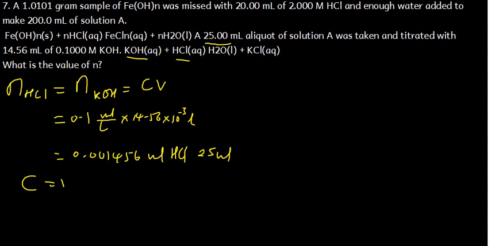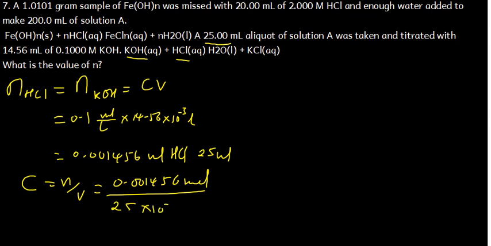Concentration is number of moles over volume, and the number of moles is 0.001456 moles over the volume, which is 25 milliliters. Convert that to liters by multiplying by 10 to the power negative 3. And so we are going to find 0.05824 molar of hydrochloric acid.